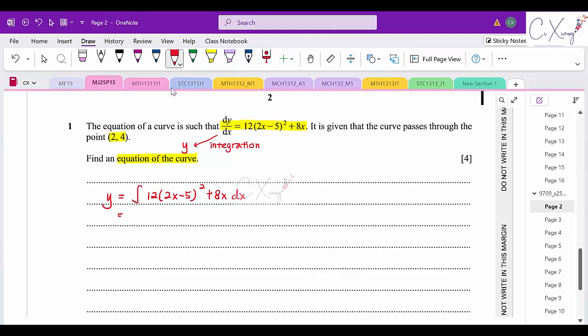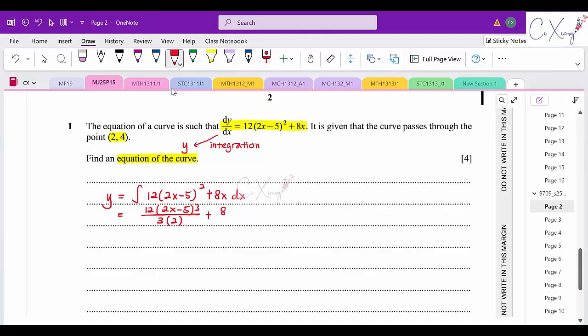Okay, so 12 is a constant, I just copy it. Focus on the integration of this bracket with power 2. I copy the bracket, power plus 1, divided by the new power. After that, you have to differentiate the thing inside the bracket. Differentiate 2x - 5, you get a 2, right? So you have to divide by 2 as well. Then plus 8 is a constant, you just copy it.